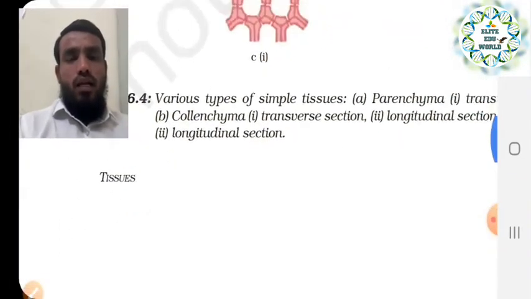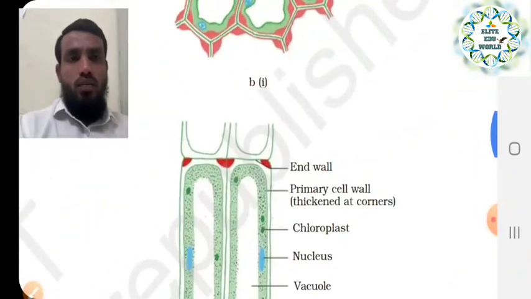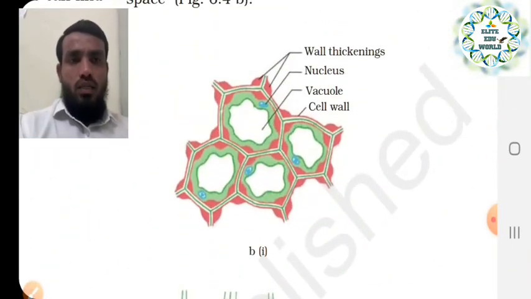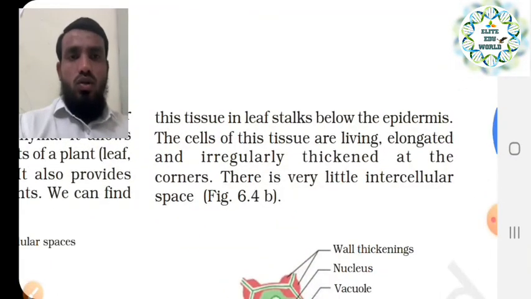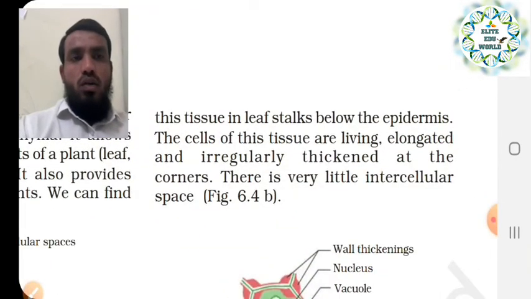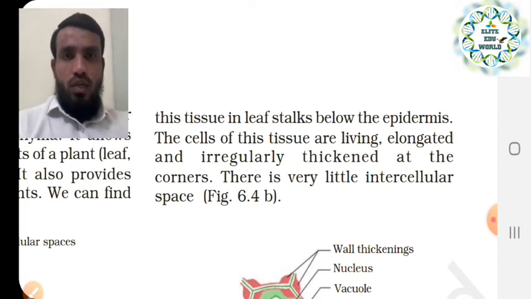This is actually the diagram of collenchyma, the second type. Here the intercellular spaces are less, but the cell walls are very thick. This kind of tissue is also present in the leaf stalk below the epidermis, where the leaves are attached to the branches. So it is also present in the stalk of the plant, and most of the cells of this tissue are living cells, elongated and irregularly thickened at the corners.